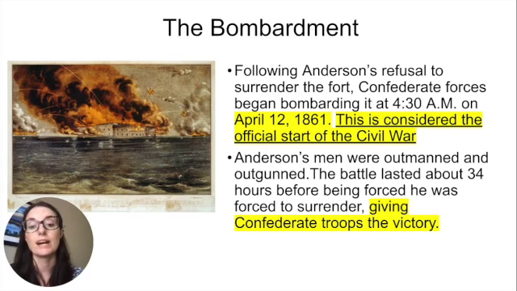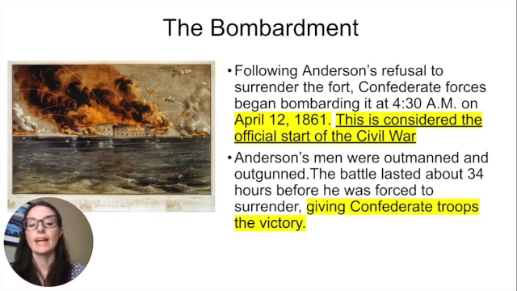So that was on April 12th, 1861. We need to record that underneath the date in which the battle took place on your chart. And then this is one of the most important pieces of information you need to know about the Battle of Fort Sumter. So under important information, we need to know that this was considered the first official battle and the official start of the Civil War. So record that. Anderson's men were outmanned and outgunned. The battle lasted about 34 hours before he was forced to surrender, giving Confederate troops the victory.